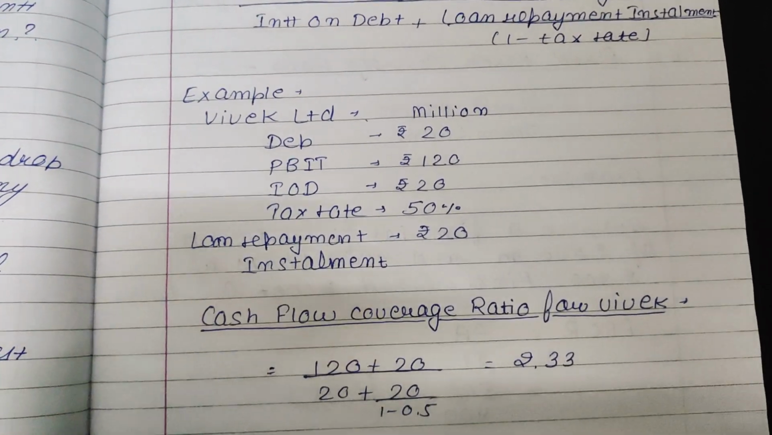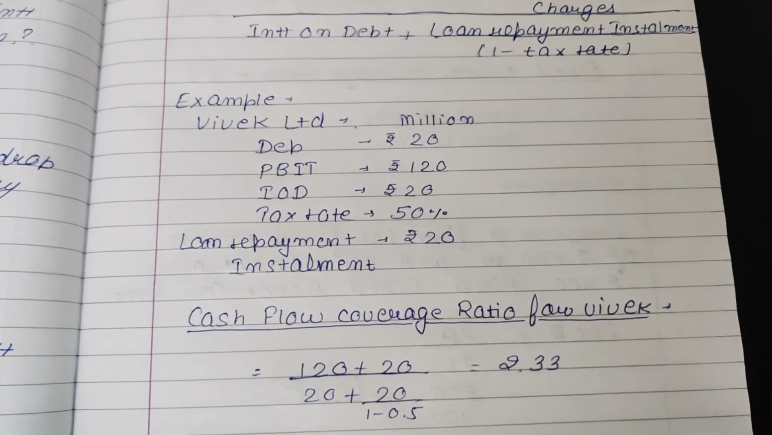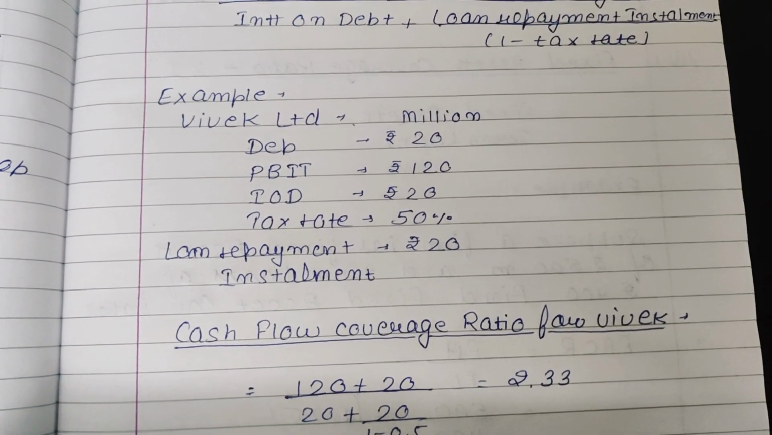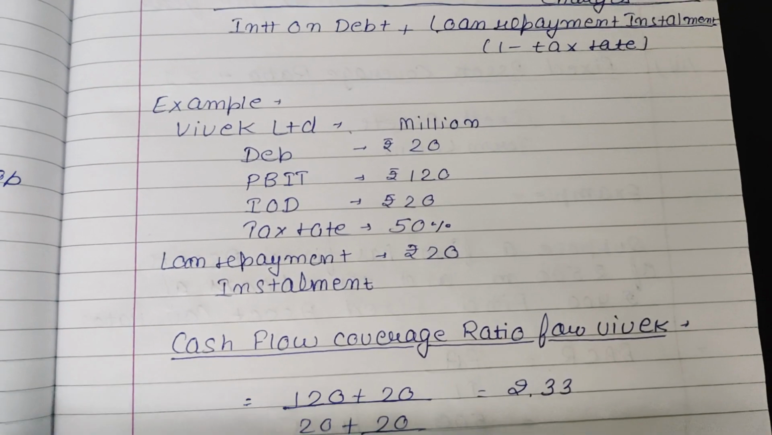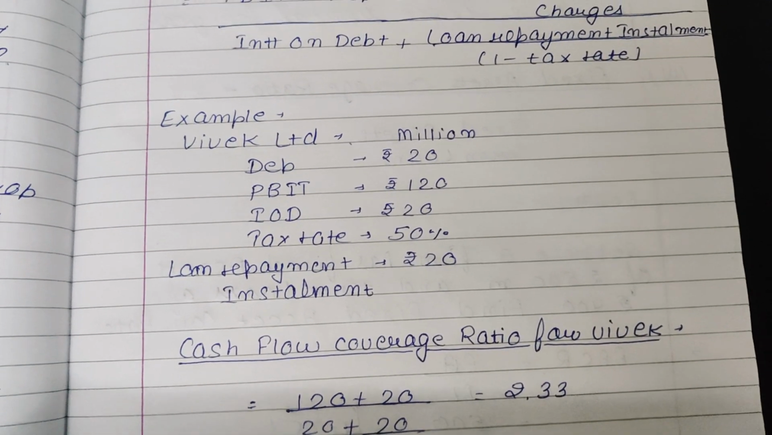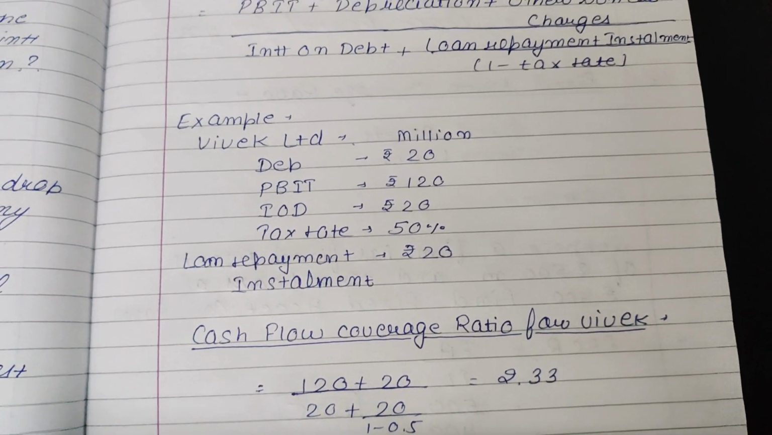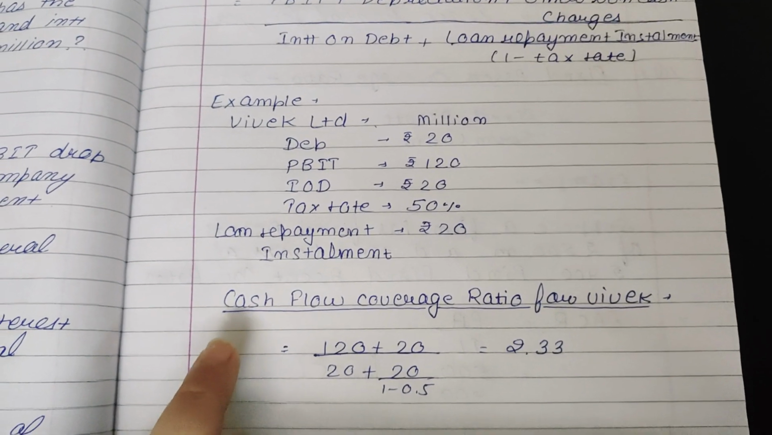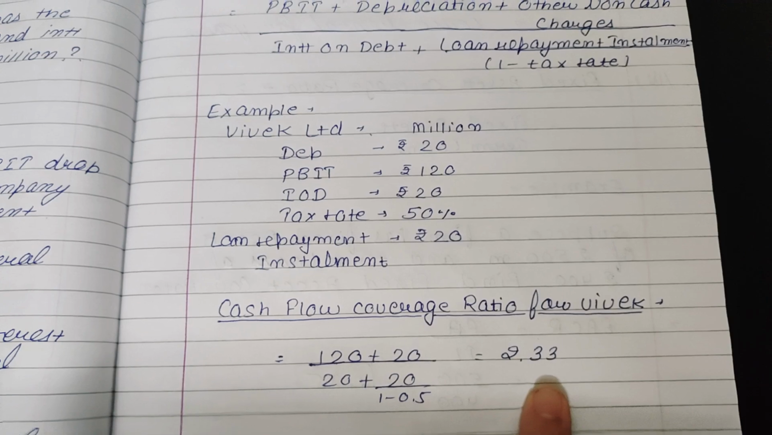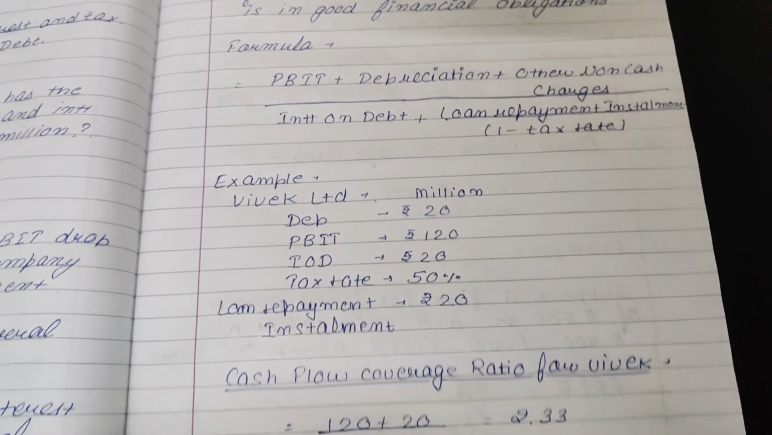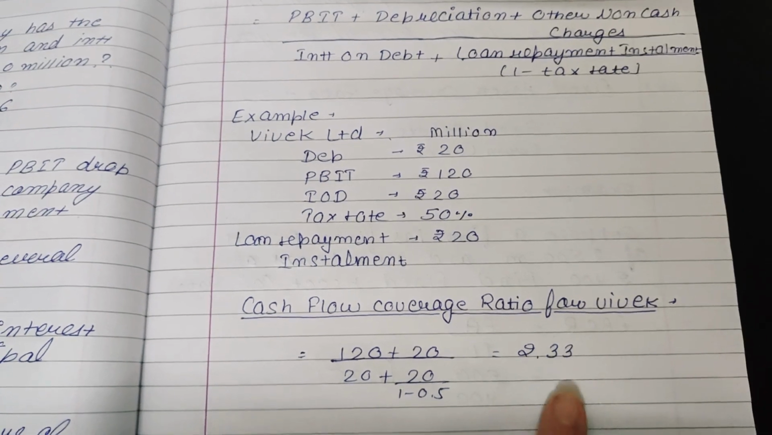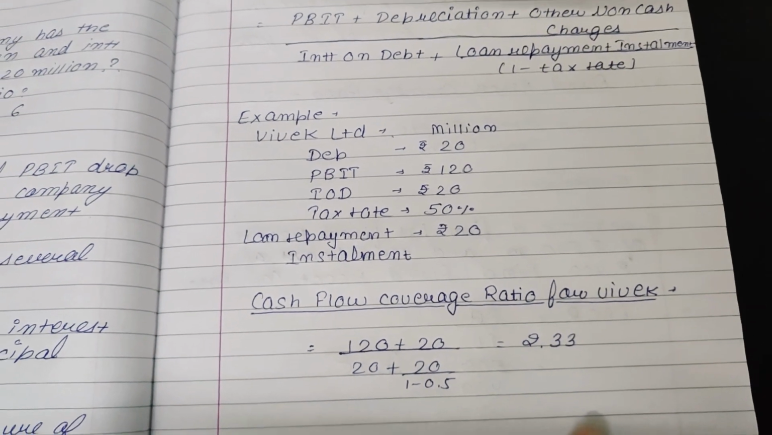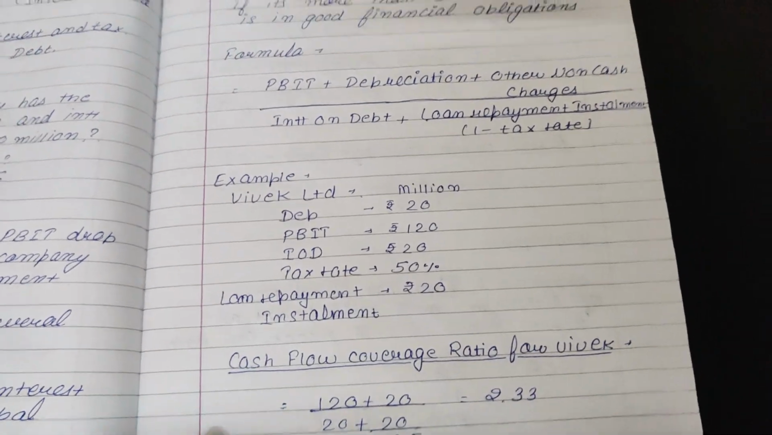And we have taken an example for this. Example, Vivek Limited. Depreciation is 20 million, PBIT 120 million, interest on debt is rupees 20 million, tax rate 50%, loan repayment amount is rupees 20 million. Now by simply using this formula, we will calculate our cash flow coverage ratio and it comes to 2.33. So it's more than 1, right? It means the company has a good cash flow coverage ratio. The company is able to repay its interest and principal amount.